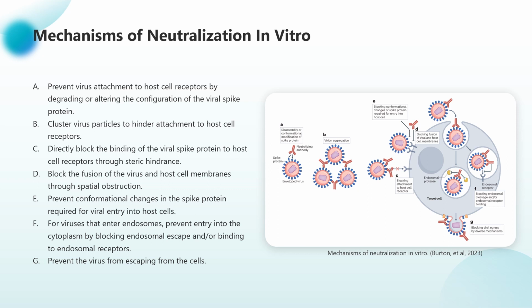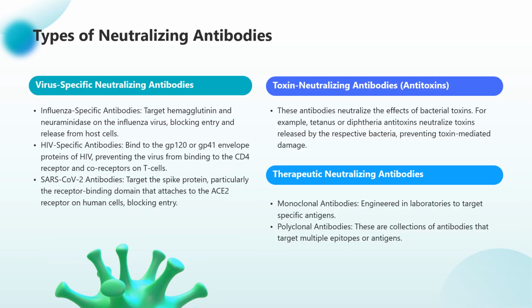Lastly, although not a direct neutralization action, antibodies can prevent the egress of viruses from infected cells by causing the aggregation of progeny virions at the cell surface. This mechanism is particularly evident in assays that observe multiple rounds of infection but might not be apparent in single-round neutralization tests. Neutralizing antibodies can be categorized into 4 types based on their targets and mechanisms of action.